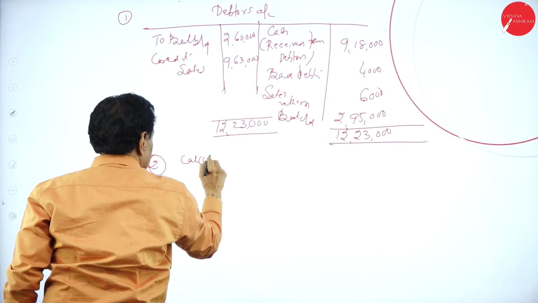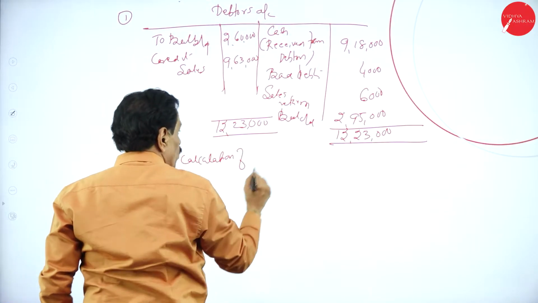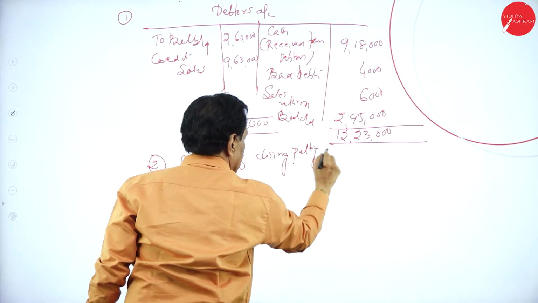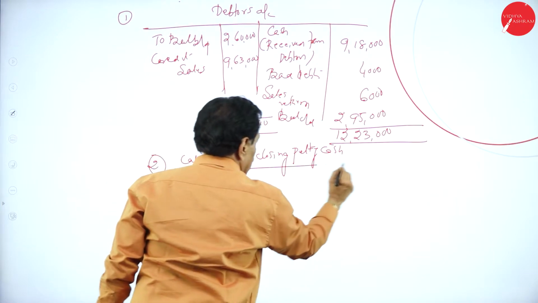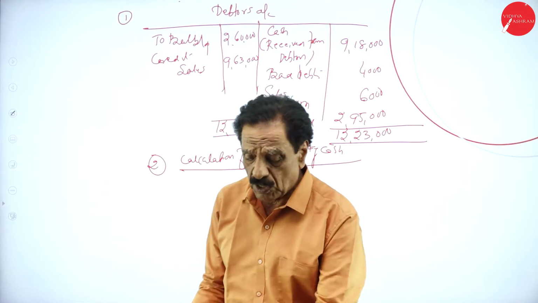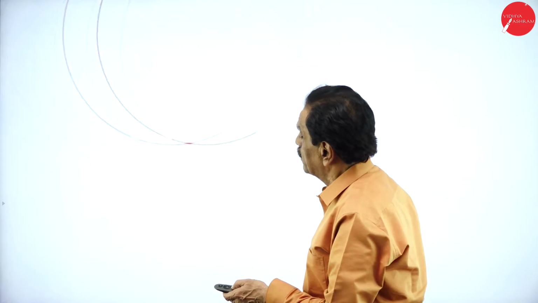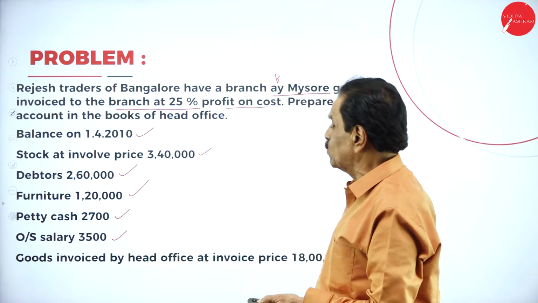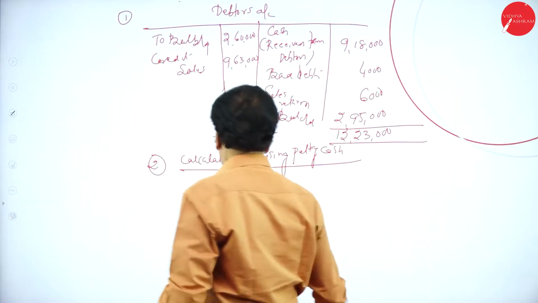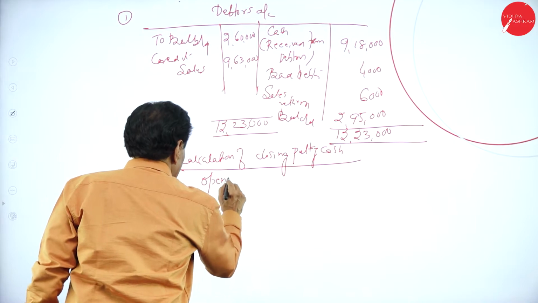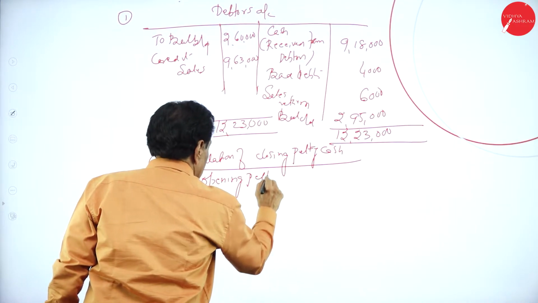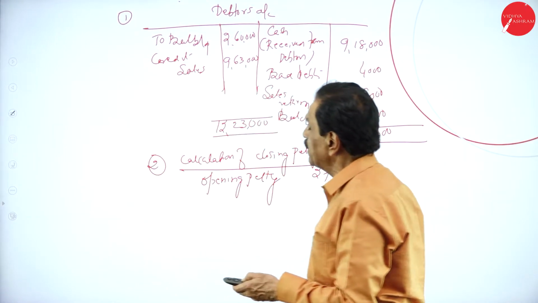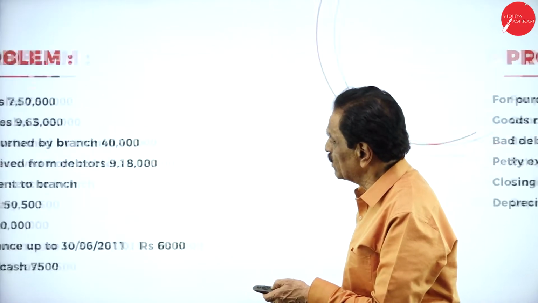Calculation of closing petty cash. What's your opening balance? See that. What's your opening petty cash? Your opening petty cash is 2,700. Check the figures.